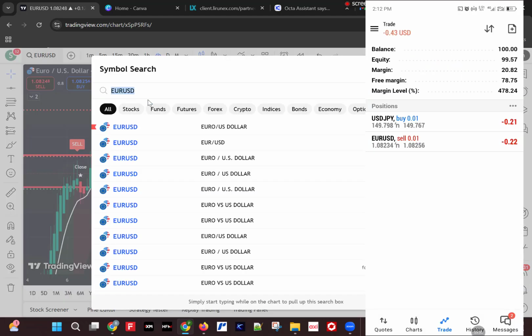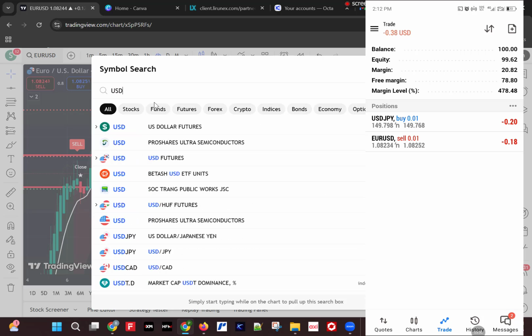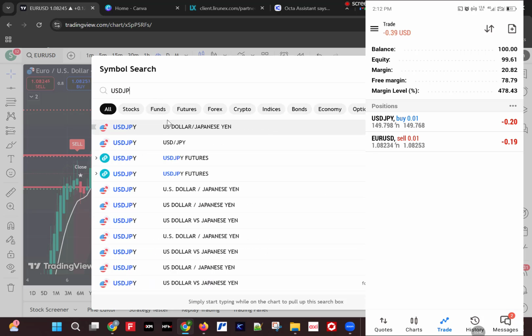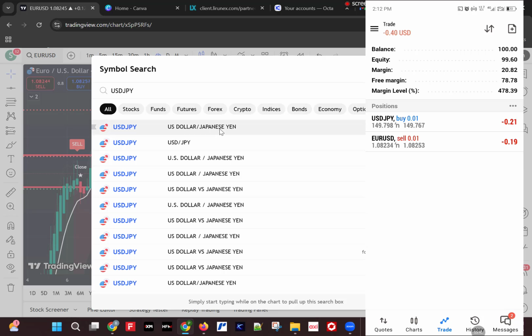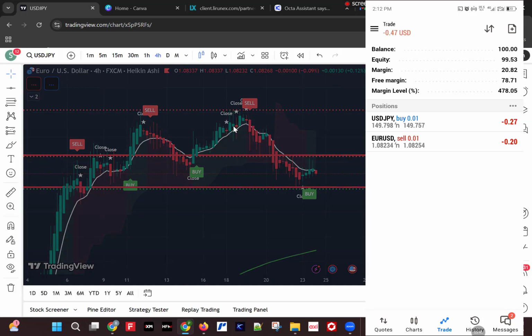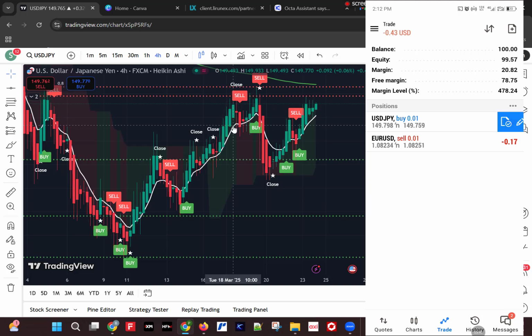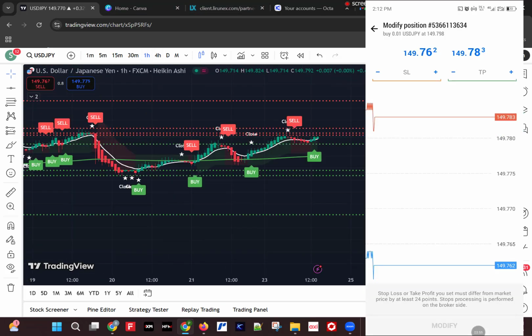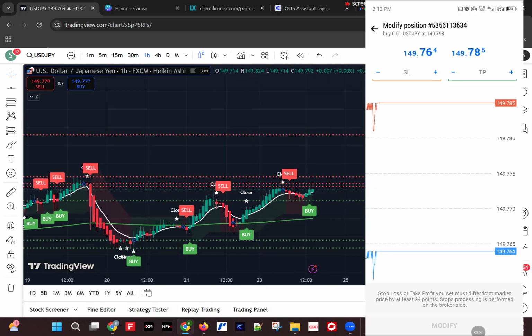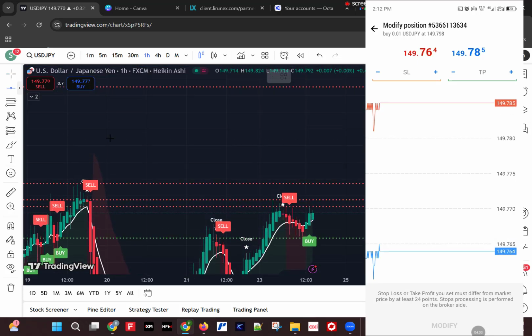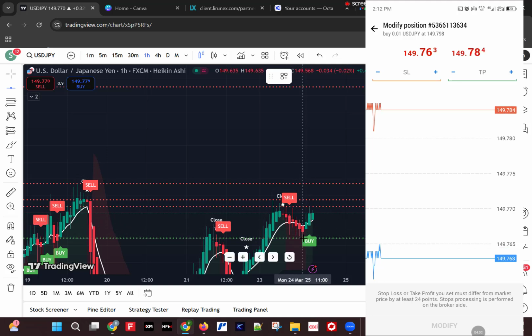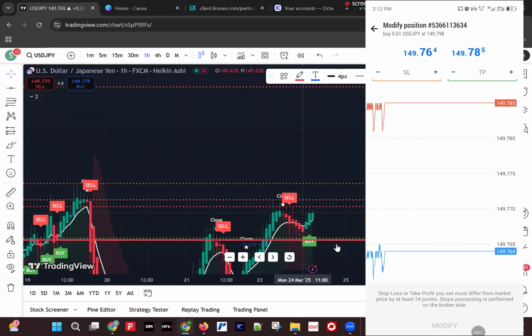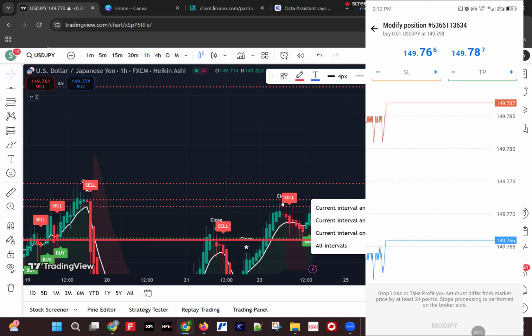So the one for the USDJPY, I'm going to show you how you can use a tight stop loss if you want to. Okay, let's go to USDJPY. This is the 1 hour time frame, and we just got a buy signal. So what should be our stop loss? Our stop loss should be below the last swing low. This is the last swing low. So I put my stop loss here.